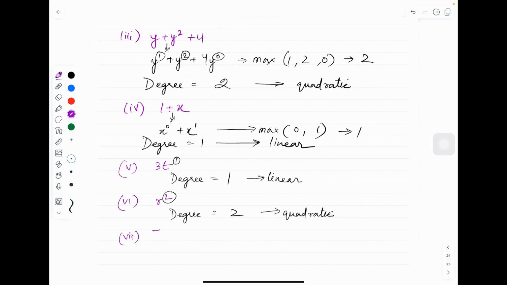The seventh question is 7x to the power 3. Only 3 is there, so degree is 3. If degree is 3, this is cubic. So with this we have finished the first section of the chapter, polynomials. I have discussed many things: the classifications of polynomials, what is an algebraic expression, what is a polynomial. All those terms I have discussed, and I have solved the examples and exercise also.